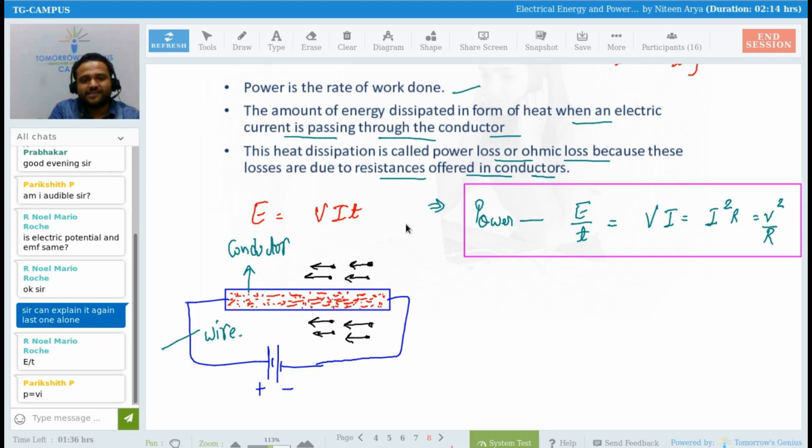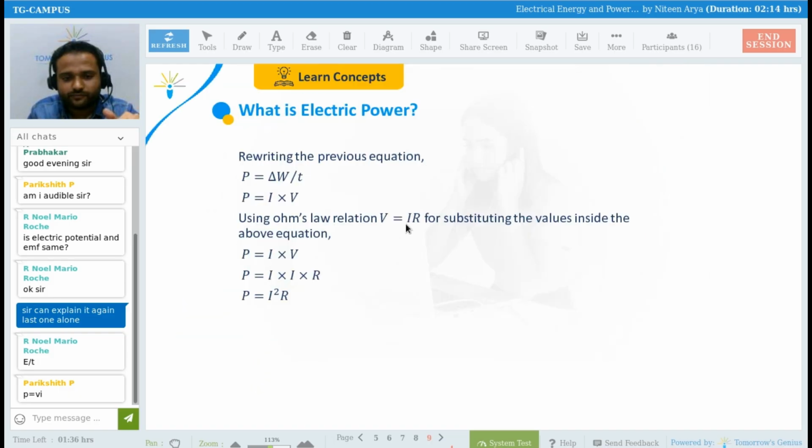So this is written over here. This heat dissipation is called power loss, I mean, obviously power is going to be lost, or ohmic loss, because the losses are due to the resistance offered in the conductor. So due to this opposition, you see the power loss. Is this clear, everyone? Clear? Okay.